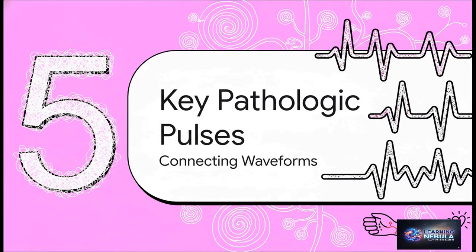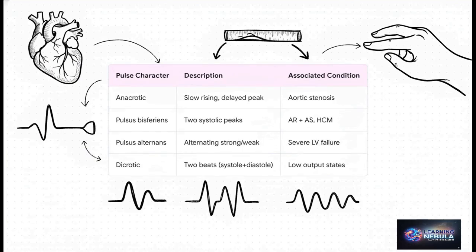All right, this is where it all comes together. Now that we know what a normal pulse shape feels like, let's see how changes to that shape can point us directly to a specific diagnosis. This table lays out some of the classics. An anacrotic pulse feels slow to rise, with a delayed peak. That's a key sign of aortic stenosis.